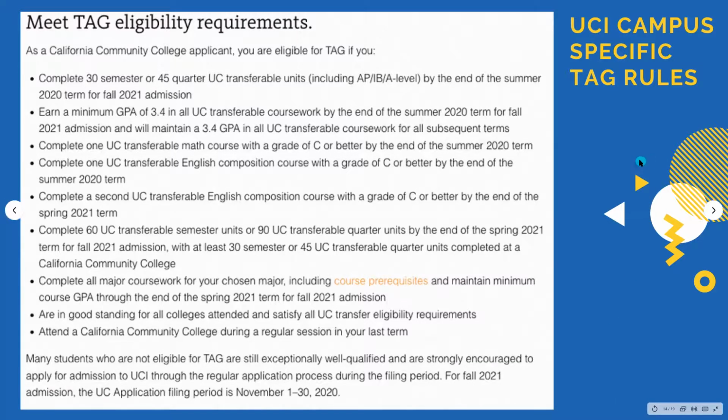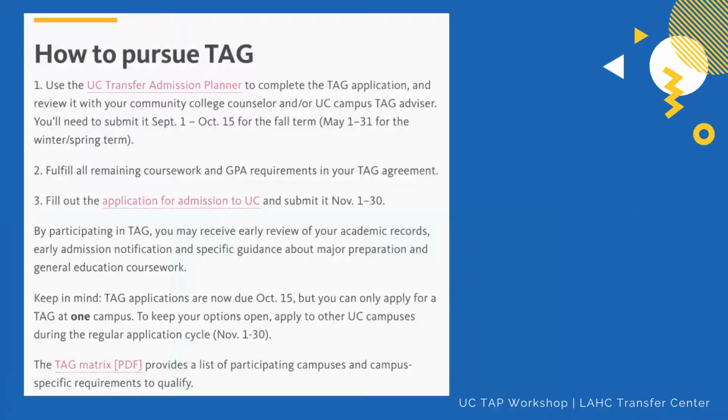For UCI, this is another example, you need the 3.4 GPA by the end of summer to be eligible for TAG. Okay, so that is why I definitely encourage my students to start seeing me for appointments. The sooner the better, so we can work together and determine which campus would be the best.